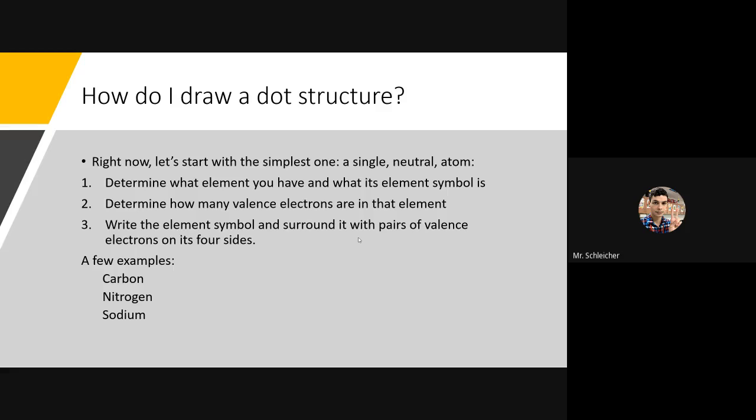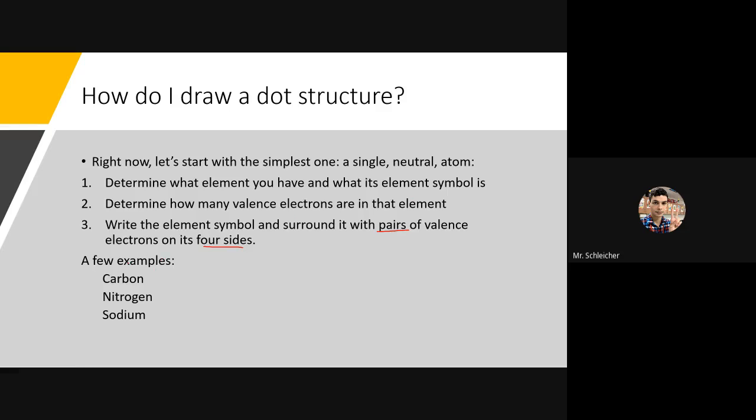First of all, we want to determine what element we have and what its element symbol is. Then we want to determine how many valence electrons are in that element. And finally, we want to write the element symbol and surround it with pairs of valence electrons on its four sides. Step number 3 is just a little bit arbitrary, but we usually use the four sides because that's what all chemists do. And a lot of chemists like to pair up valence electrons as well.